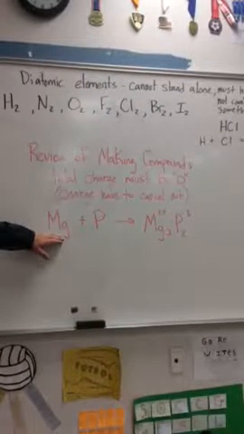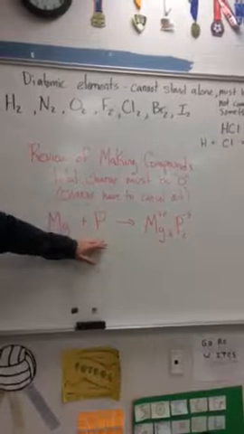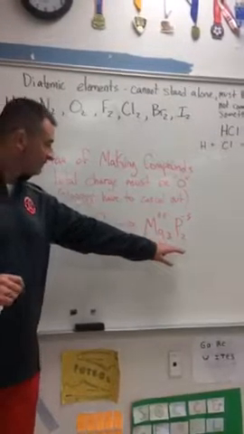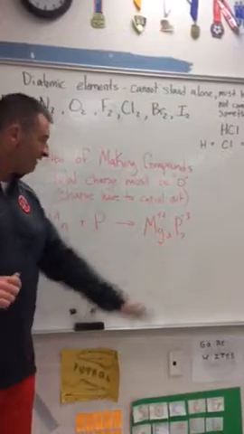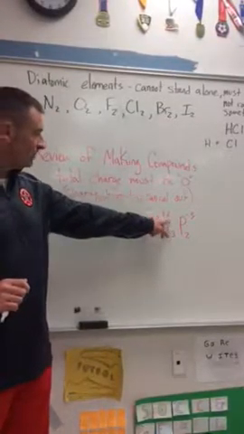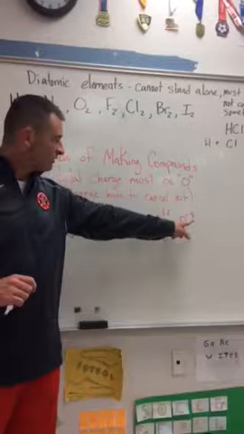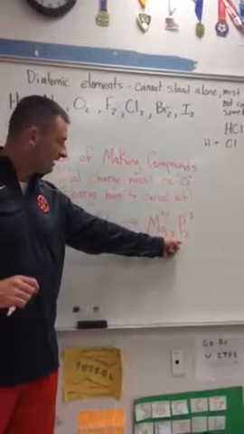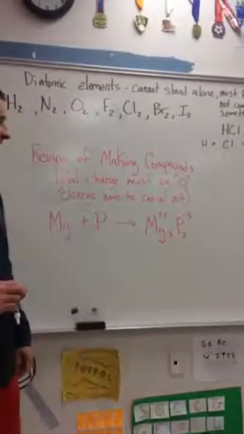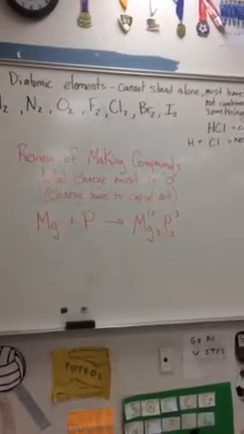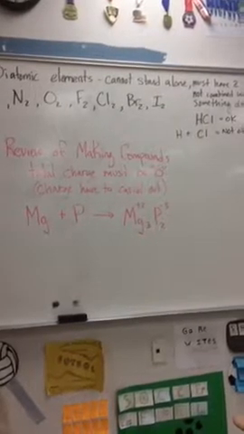So if I have magnesium here, and I've got plus phosphorus in my reactants, and then I'm producing magnesium phosphide, okay, magnesium's a +2, phosphorus is a -3, so if I crisscross and reduce, I get Mg3P2, and that is magnesium phosphide, okay, and that is my product.